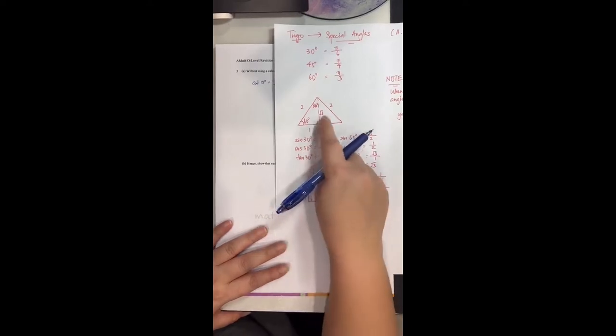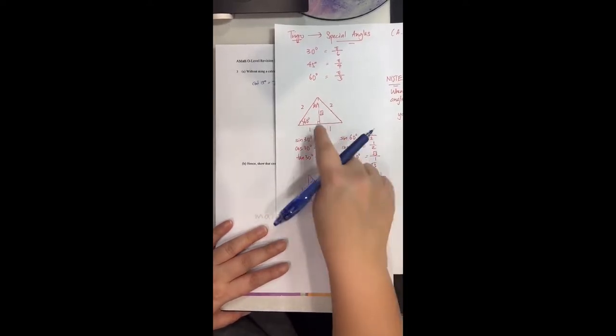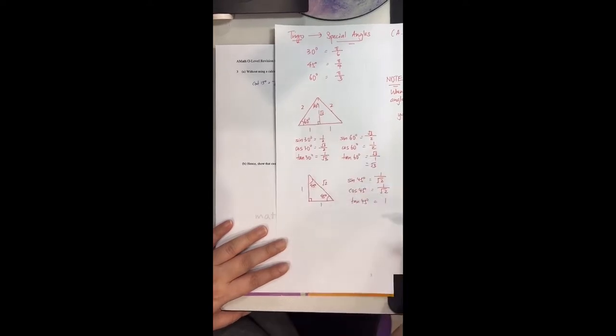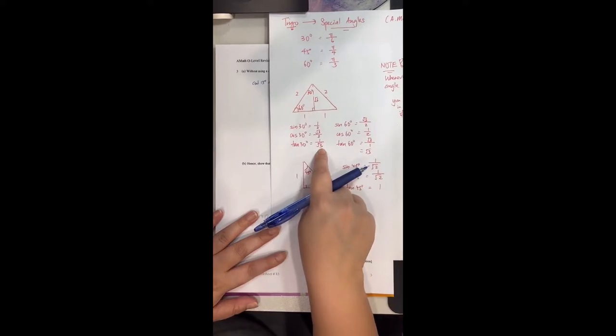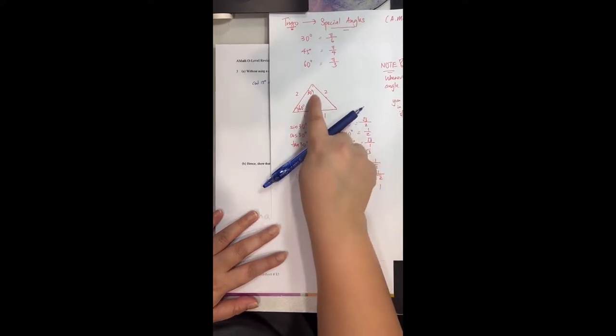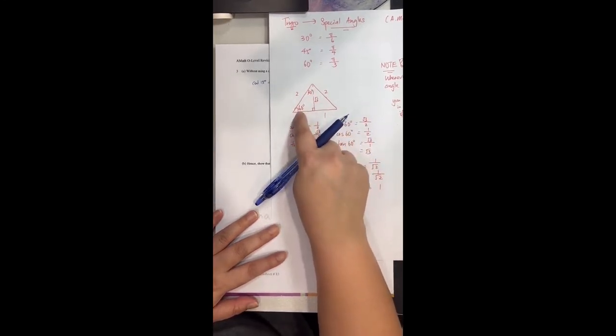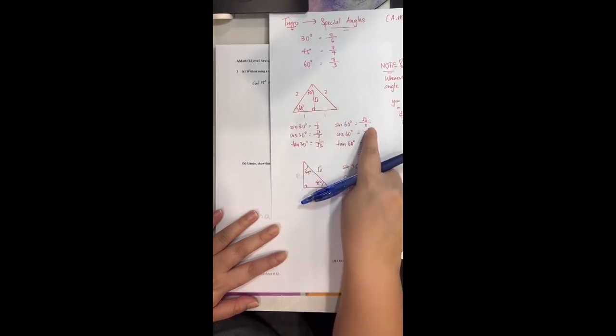Look at your 30 degree, O over H, half. Cosine 30, A over H, yes, square root 3 over 2. And tangent 30, O over A, so it's 1 over square root 3. Same triangle, now I look at my 60 degree as my reference. Sine 60, O over H, square root 3 over 2.